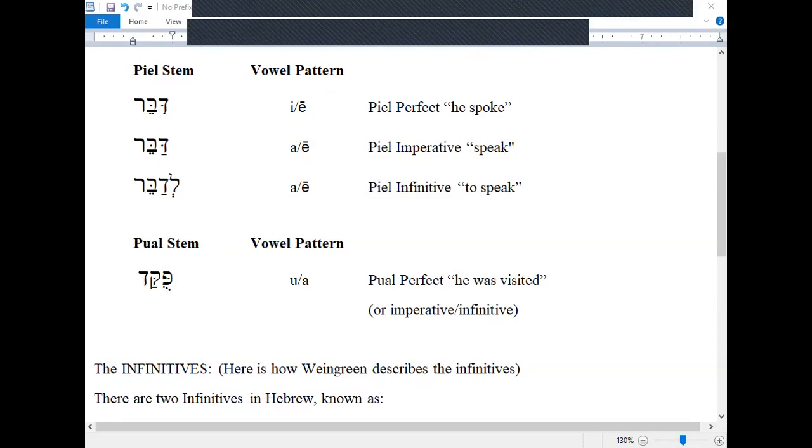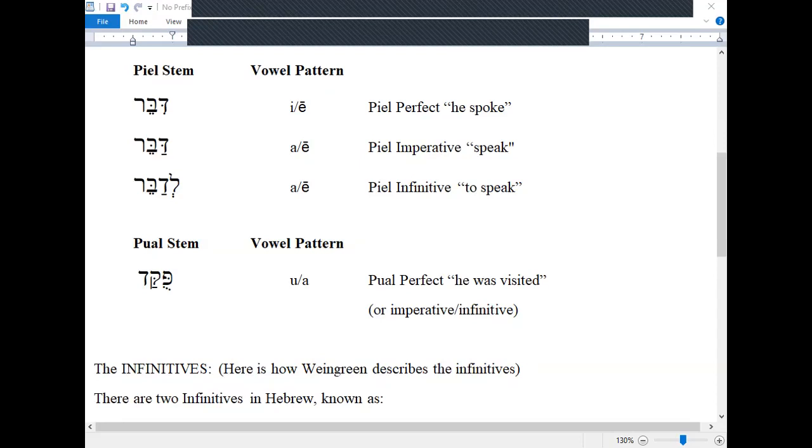Then we have the Pual stem, and I've used the verb pagad, to visit. Here we have pugad. Remember the Pual is the intensive passive that goes along with the Piel. And so here we have a qibbuts, a short U vowel, followed by the doubling of the middle radical in the qof, and then a short A, a final patach. Pugad would be he was visited.